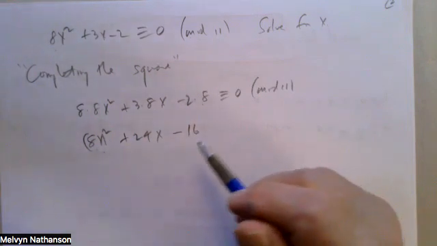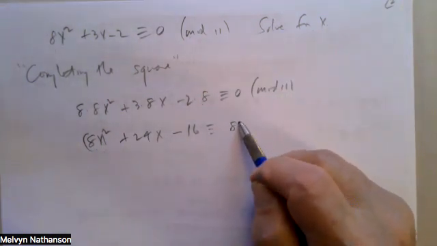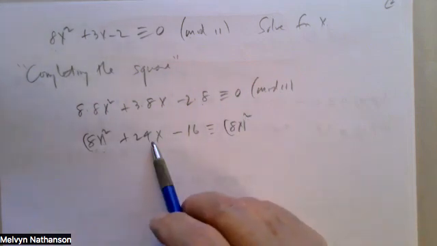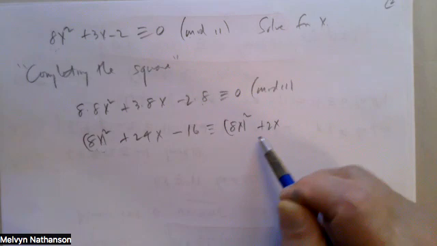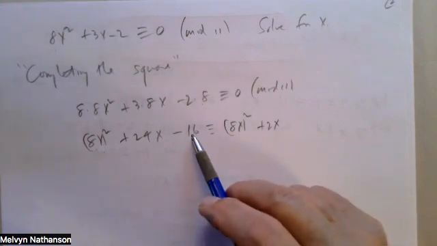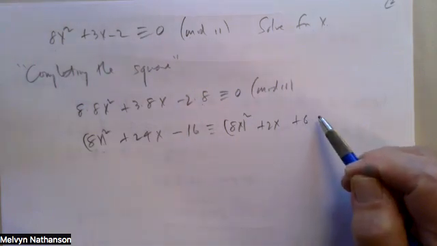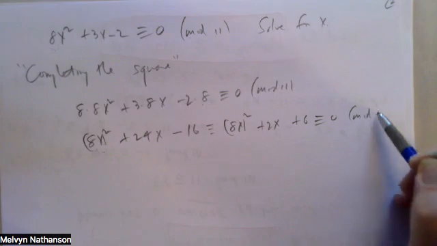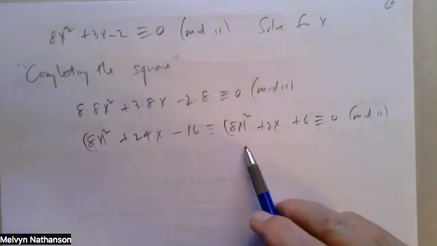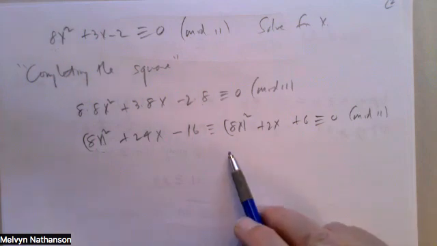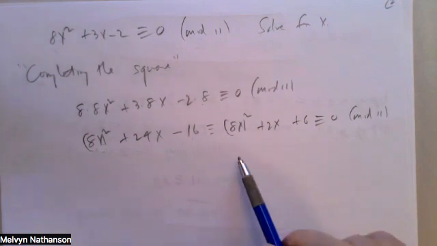Okay. And of course, mod 11, this is the same as 8x squared. Mod 11, 24 is 2. And mod 11, minus 16 is minus 5, which is the same as 6. So I have this, but I want to get a perfect square somehow in this. So what can I do?